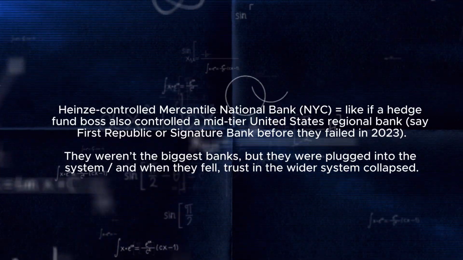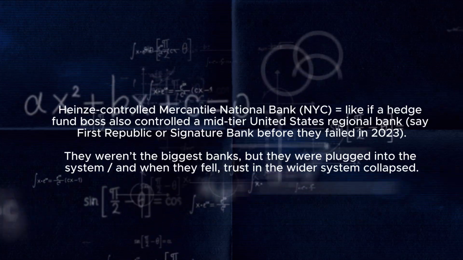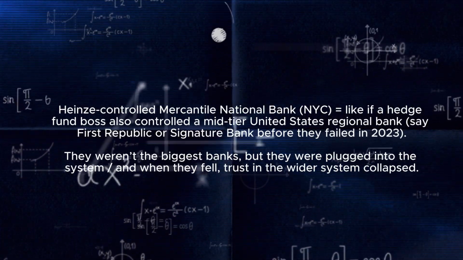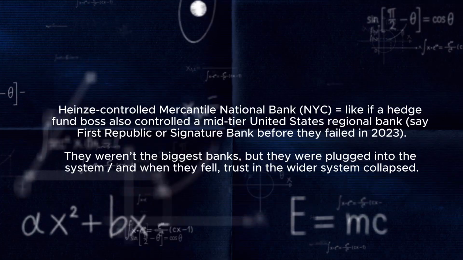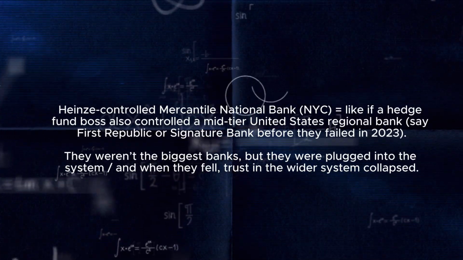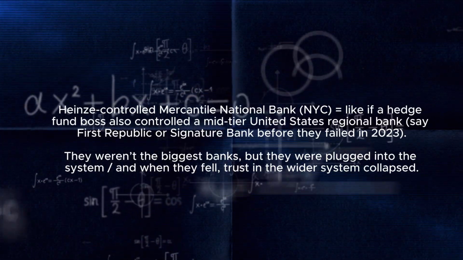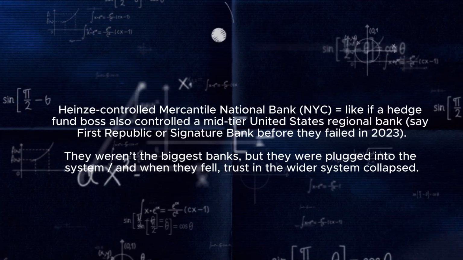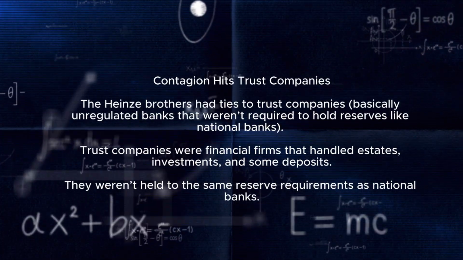The Heinze-controlled Mercantile National Bank, NYC, is like a hedge fund boss also controlling a mid-tier United States regional bank, say First Republic or Signature Bank before they failed in 2023. They weren't the biggest banks, but they were plugged into the system, and when they fell, trust in the wider system collapsed. Contagion hits trust companies.